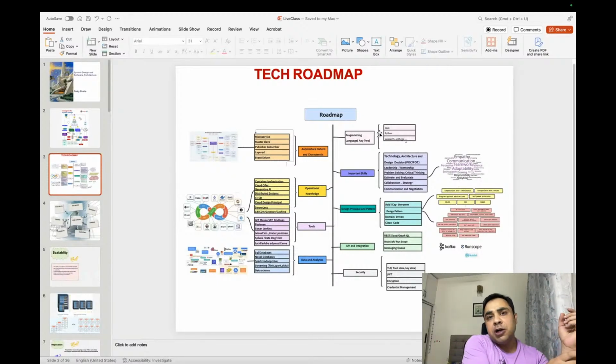If you are in the data world, I would suggest Python is the go-to language, because Python is very easy to use and a lot of libraries are there, and especially in data science, most of the things are developed in Python.